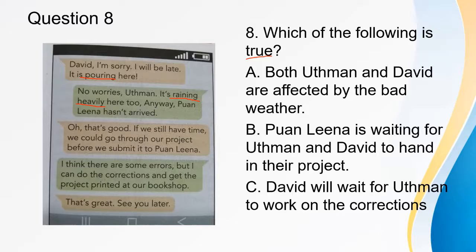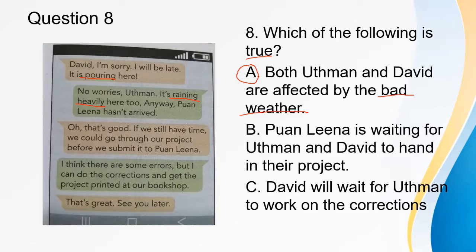A, both Usman and David are affected by the bad weather. Is that correct or not, bad weather? Yes, heavy rain. The word pouring, and the other one, raining heavily, tell us that there is bad weather. So the answer is A. That means both of them are affected by the bad weather, by the heavy rain.